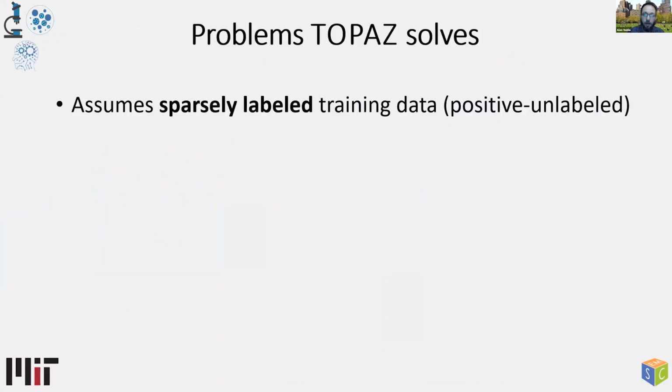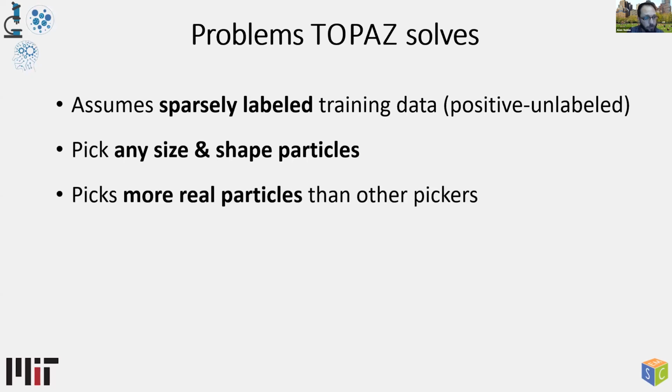Okay, great. So what are some things that Topaz solves? It assumes sparsely labeled training data. Like I just mentioned, you don't even have to label all your positives. You can label just a few, and no negatives. You can pick, in our experience, any size and shape particles. You can pick more real particles than any other pickers that we've tested against on several different data sets.